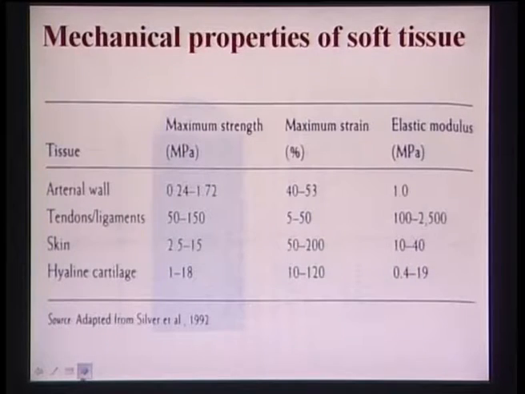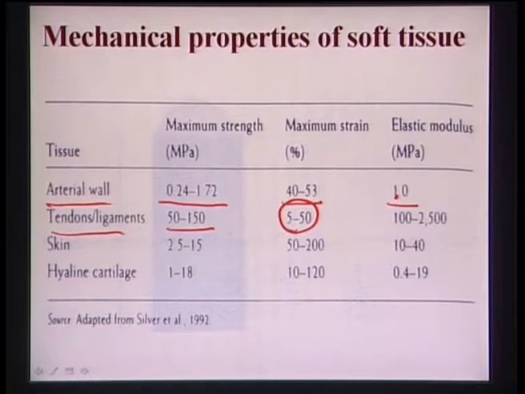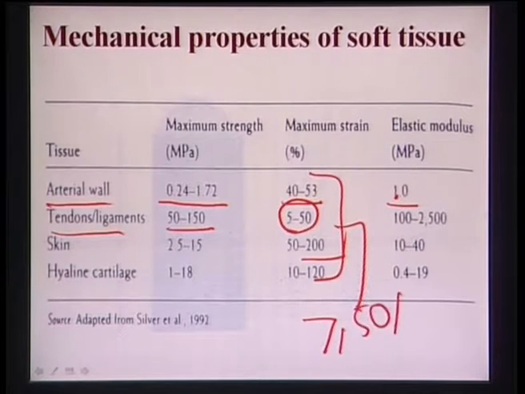So, megapascal versus gigapascal means it is 3 orders of magnitude lower elastic modulus when you are considering soft tissue. Now, this is some other range of the soft tissues that are mentioned here, like arterial wall. It has a maximum strength of less than 2 megapascal. Maximum strain is 40 to 50%. Elastic modulus is 1 megapascal. It's so low. Tendons or ligaments have a maximum strength of around 200 megapascal, and the maximum strain is 5 to 50. So, what you can notice here is that in all these cases, at least these 3 cases, your maximum strain is greater than or equal to 50%.